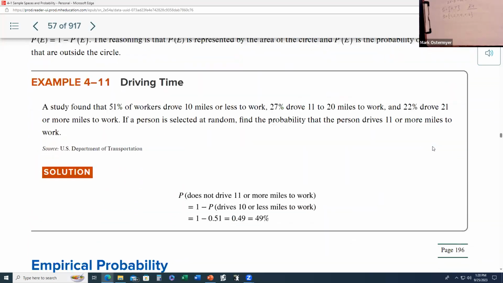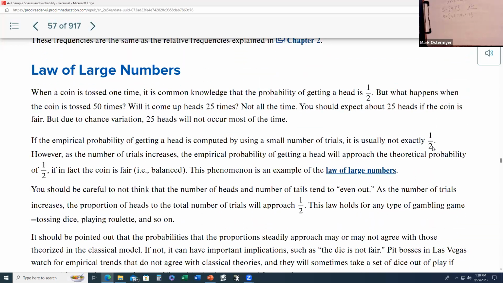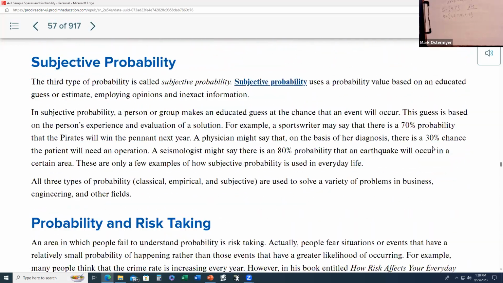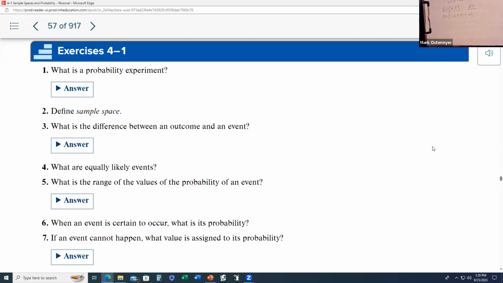Let's go down and have a little bit of fun with our problems down here. We have ample time here to do quite a few problems. All right, the first one here: what is the definition of a probability experiment?